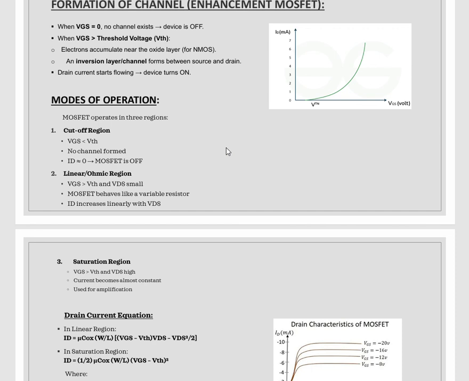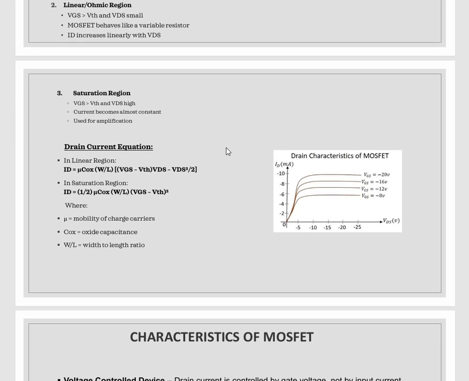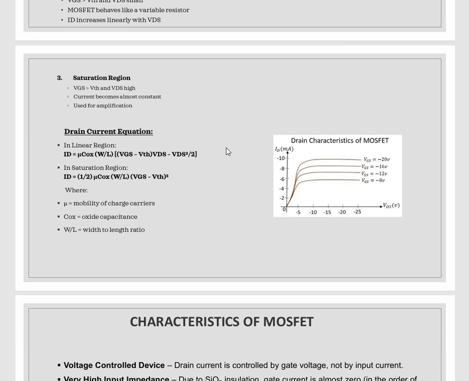For cutoff region, VGS is less than VTH. No channel is formed and ID is approximately 0. It means MOSFET is off. For linear region, VGS is greater than VTH and VDS is small, and MOSFET behaves like a variable resistor. ID increases linearly with VDS. And for saturation region, VGS is greater than VTH and VDS is high. Current becomes almost constant and is used for amplification.